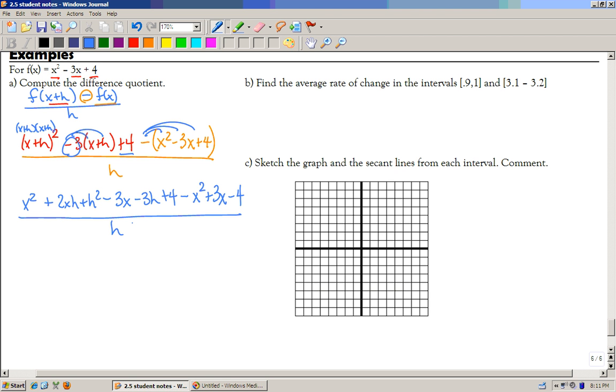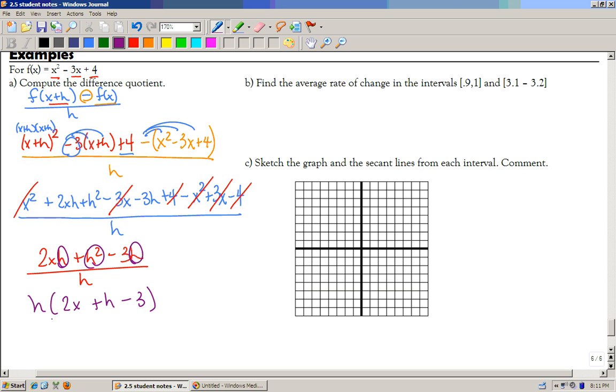So now we're just going to start simplifying our numerator. We have an x squared that can cancel with the minus x squared. We have a negative 3x and a positive 3x. Those can cancel. A positive 4 and a negative 4 can cancel. And we're left with three things in the numerator, a 2xh, an h squared, and a minus 3h. Notice that all three of these have something common, an h, an h, and an h. We can pull that out front. We're left with 2x, one of the h's, and a minus 3. And those h's again can cancel, and we're left with 2x plus h minus 3.